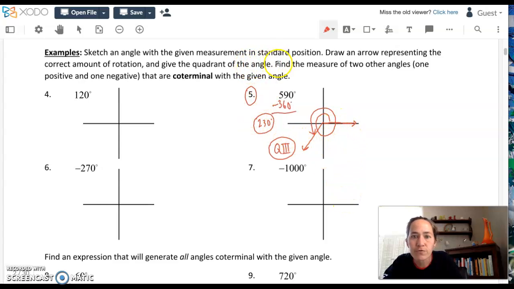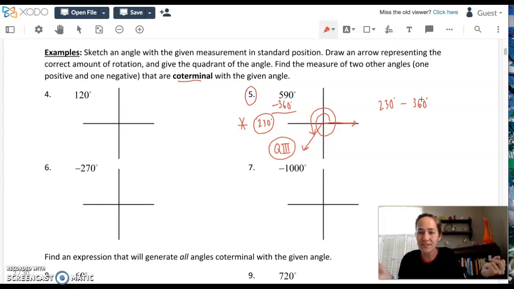What else do we have to do? Find the measure of two other angles, one positive and one negative, that are coterminal with the given angle. We just found one of them. Adding or subtracting any whole number multiple of 360 is going to get you something that's coterminal. So we subtracted 360 once, we got 230. If we need a negative coterminal angle, like for some reason we just need one that's lower, you can keep on subtracting 360s till you're blue in the face, because there's an infinite amount of coterminal angles with this original angle that's given. So here's a negative coterminal angle measure, negative 130 degrees.